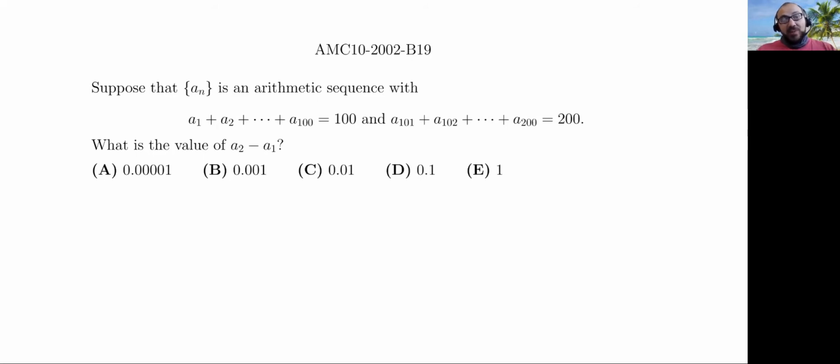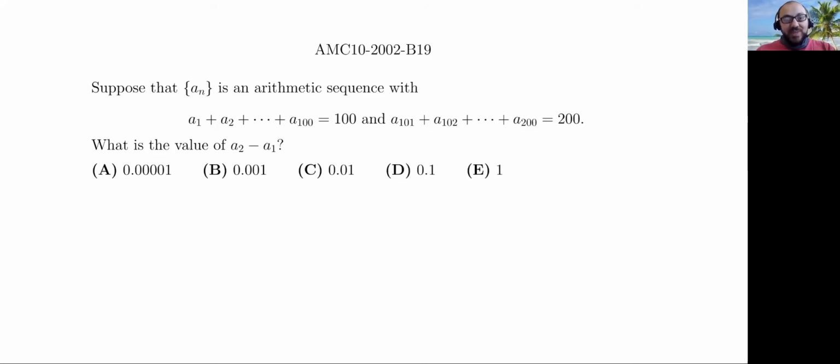All right, there are a couple of different ways to solve this. One, you can set up the first term and the common difference as two unknowns and write two equations from these given equations and solve those equations. Pretty long. Second one, you can subtract these column-wise, A101 minus A1, A102 minus A2, etc. And each difference will be 100 times the common difference. So you can add those. That's pretty cool. But I'll show you a much cooler way here.